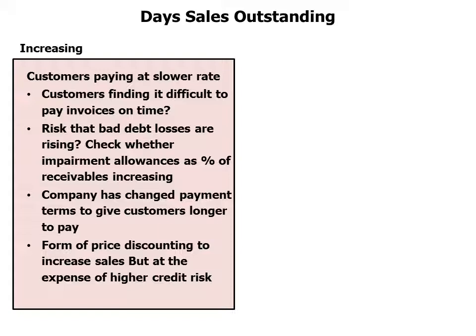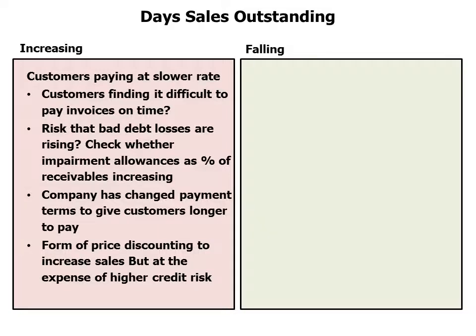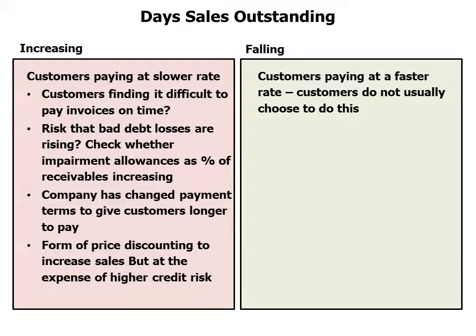Accounts receivable is a way to give supplier credit to customers, and this is free financing. It is a form of price discounting to increase sales, but the longer you give customers to pay, the higher the credit risk. So such action to increase sales is at the expense of higher credit risk. Alternatively, if it is falling: customers generally do not choose to pay at a faster rate than they are contractually due to. They will tend to pay at or around the last day that they can to minimize their own financing requirements.